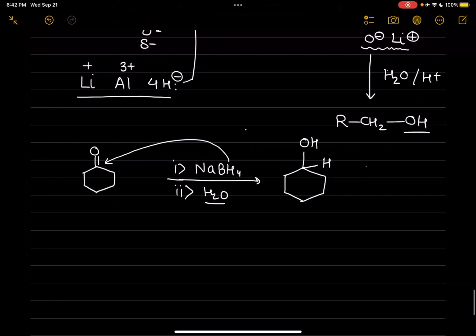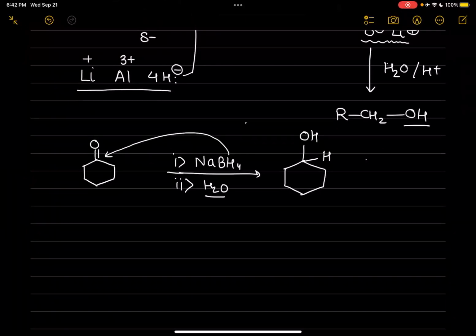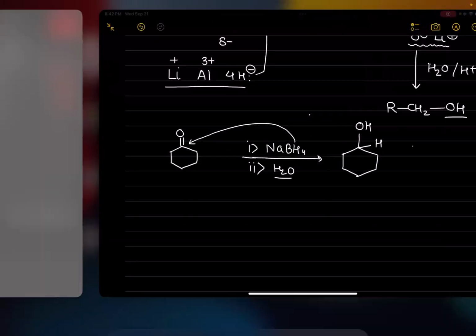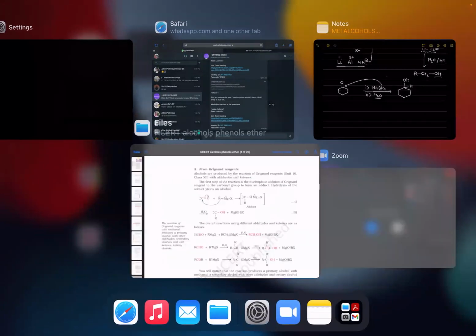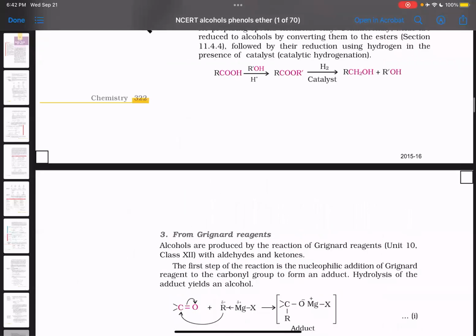Okay. Is this clear? So it's given in your NCERT also. And this one.